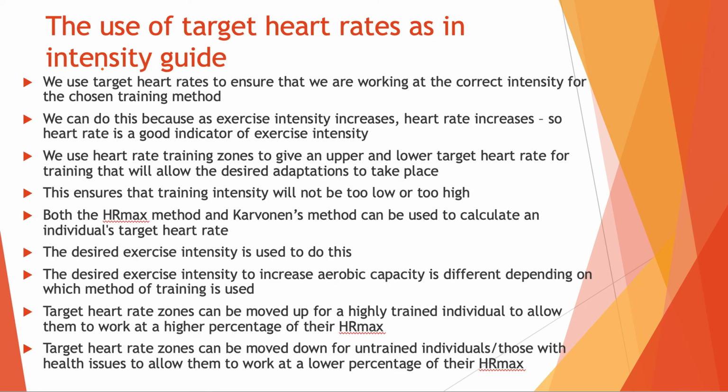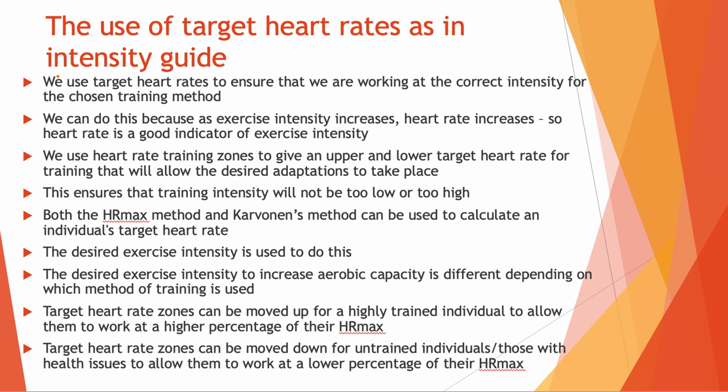So just to sum up this whole area of the use of target heart rates as an intensity guide. We use target heart rates to ensure that we're working at the correct intensity for the chosen training method. We can do this because as exercise intensity increases, heart rate increases. So heart rate is a good indicator of exercise intensity. We use heart rate training zones to give an upper and lower target heart rate for training that will allow the desired adaptations to take place. This ensures that training intensity will not be too high or too low.